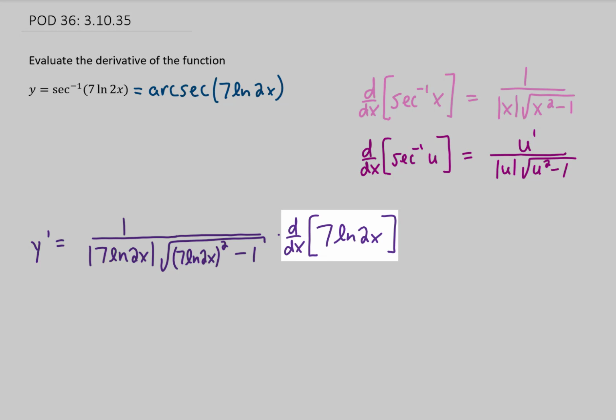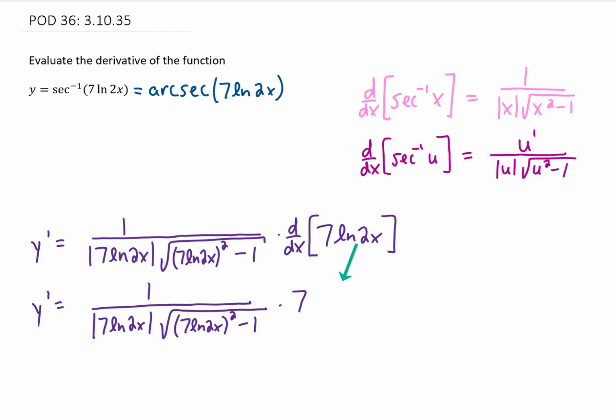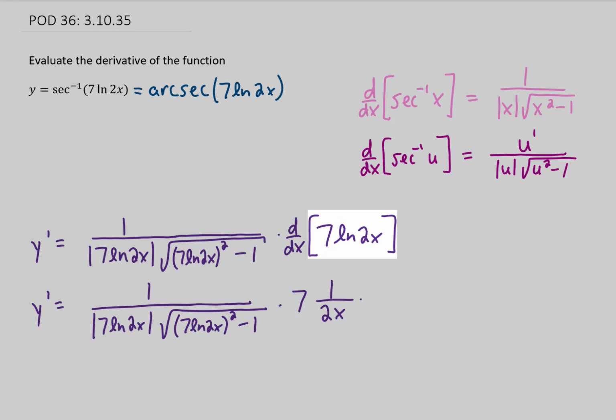Fortunately, we know how to find the derivative of 7 times the natural log of 2x. I'm going to copy all of this down. I'm going to leave the 7 outside. The derivative of any natural log function starts with 1 over the argument of the natural log, but then this up here is another composite function.